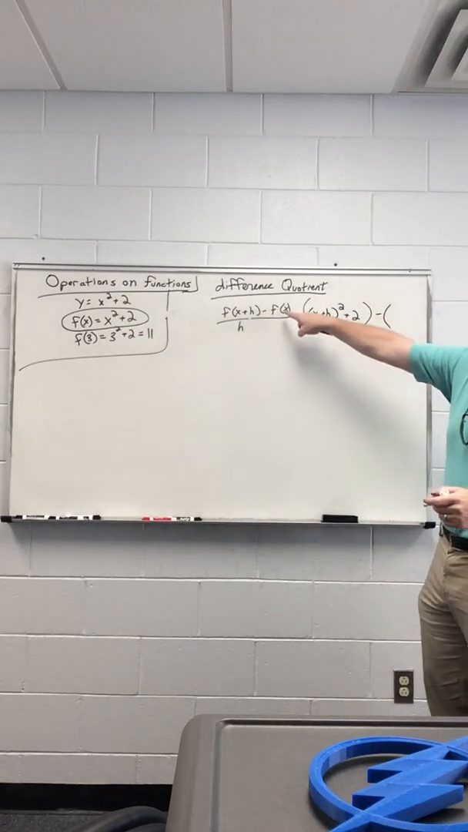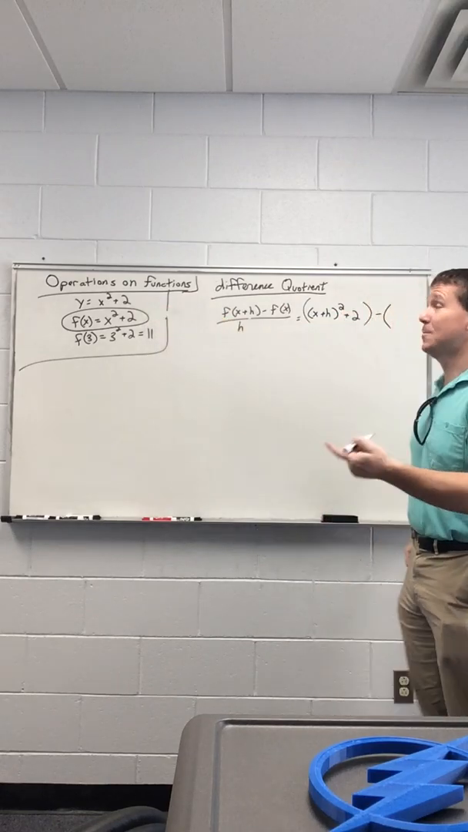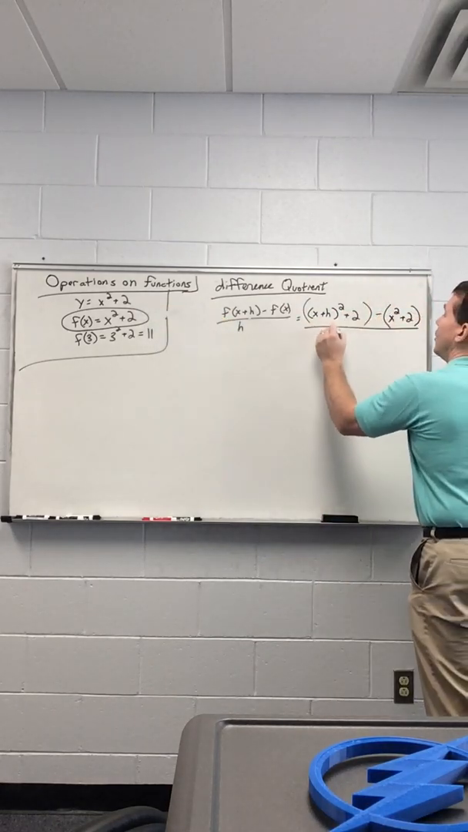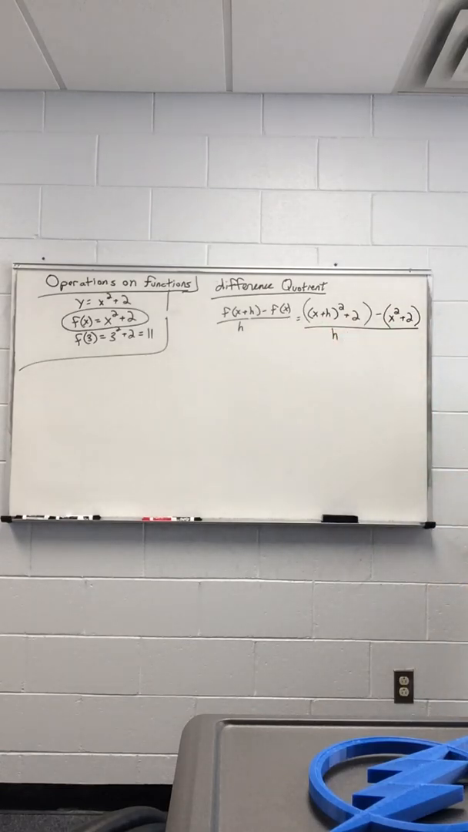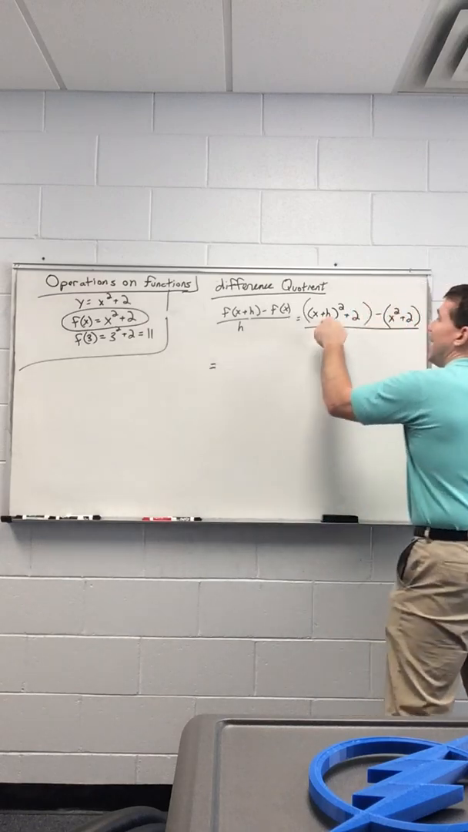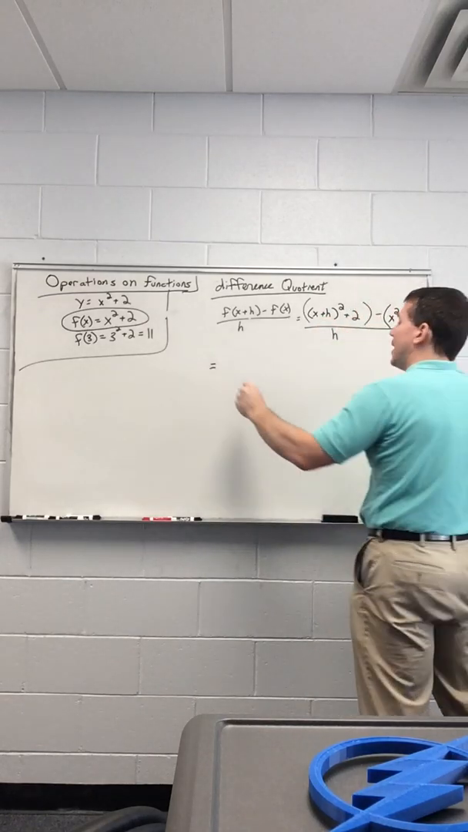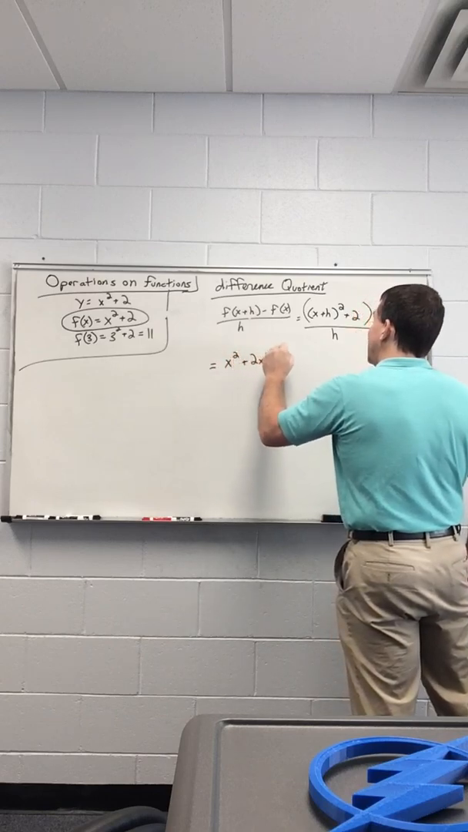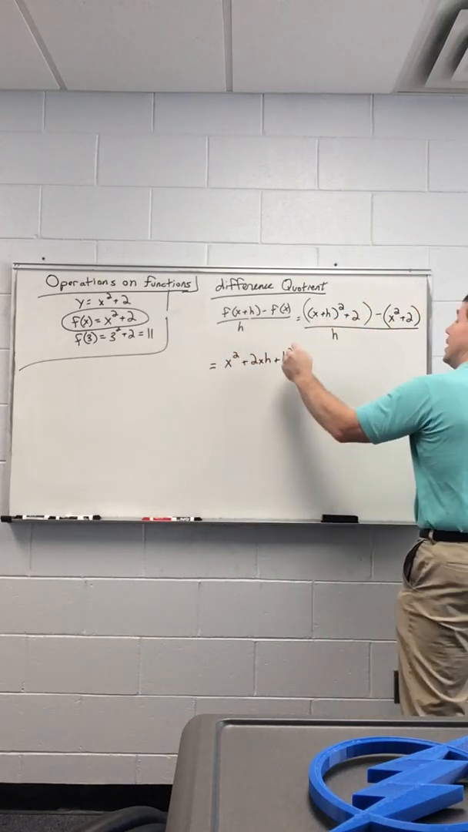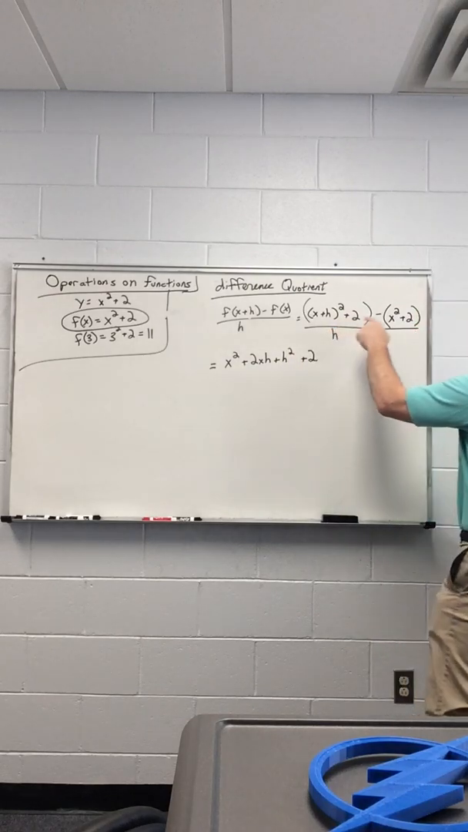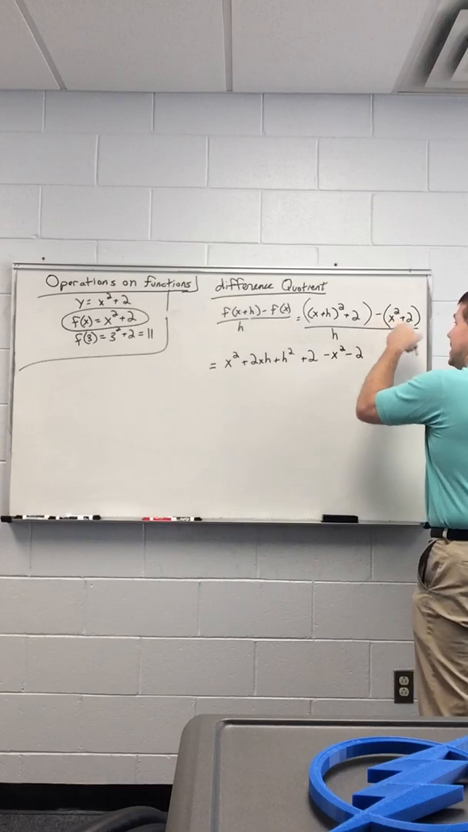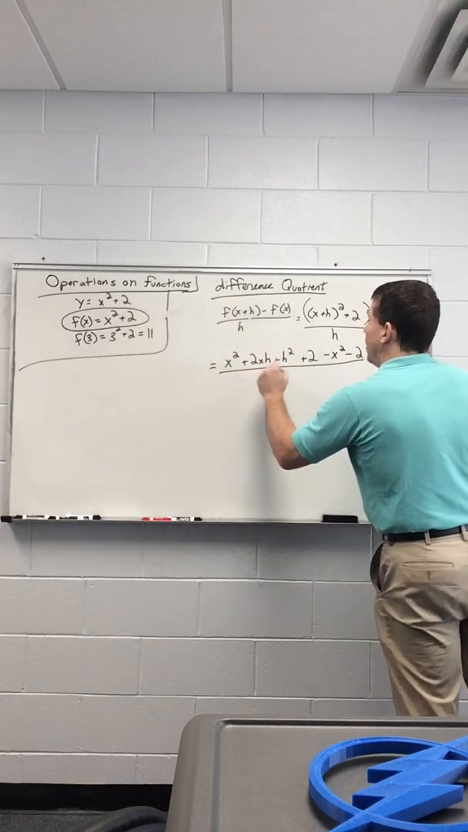Minus f of x. That's f of x, just plug it in like we were just doing with that other stuff. All over h. That's it. Now just do the algebra to simplify it. So here I have to FOIL, and all of you know how to FOIL, so really quickly, you'll get x squared plus 2xh plus h squared plus 2. Now distribute the negative, minus x squared minus 2, all over h.